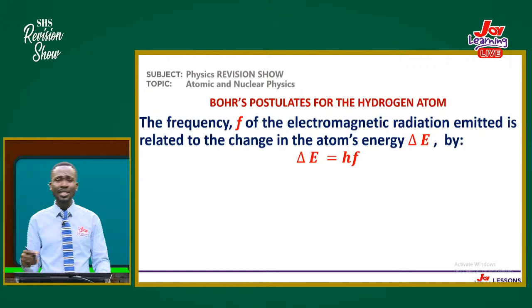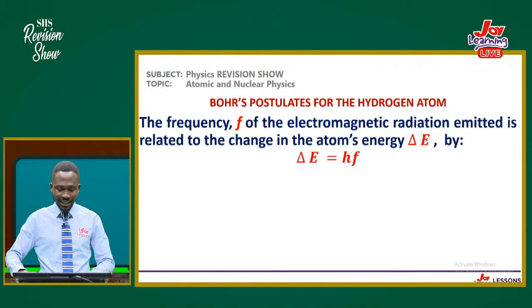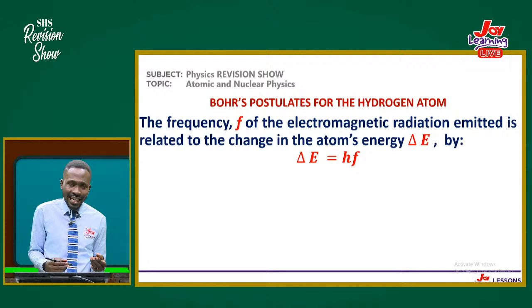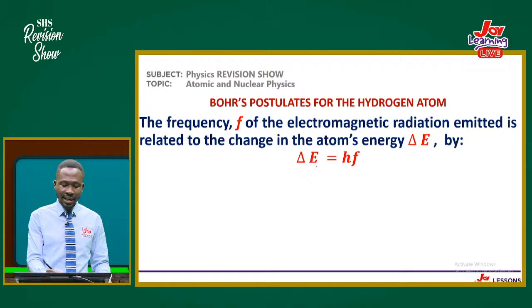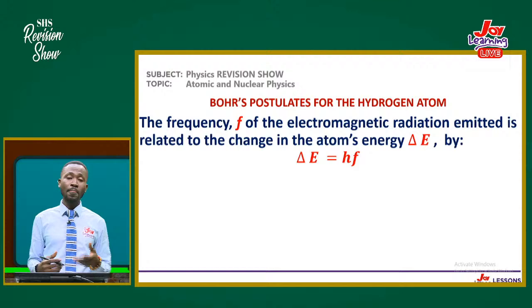Now, he goes ahead to tell us something that is more interesting. He says that the frequency of the electromagnetic radiation emitted is related to the change in the atom's energy. So as the electrons make transitions and give off some energy, there's a change in energy of the atom. And he said that the frequency of these radiations relates to the change in energy by the expression: change in energy, change in E, is equal to Planck's constant times the frequency. This is a very important relationship that is going to help us to do a number of calculations. So let's look at what we can do with this particular relation.